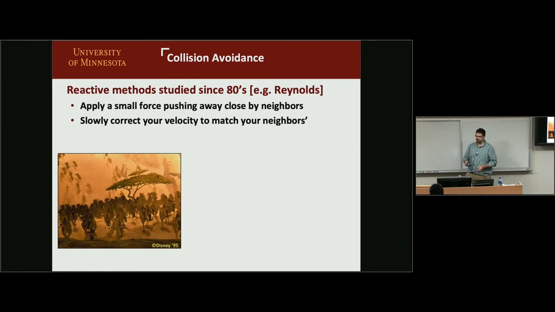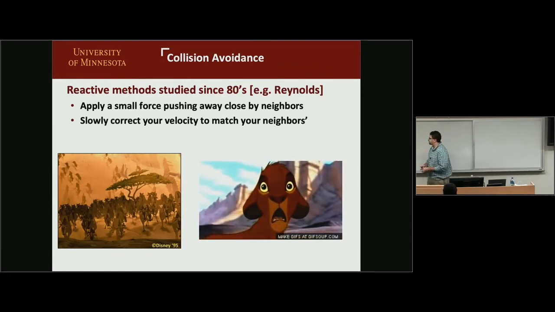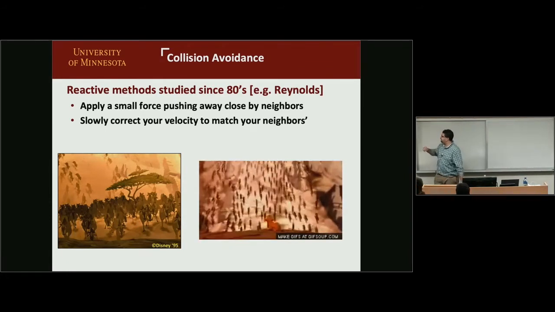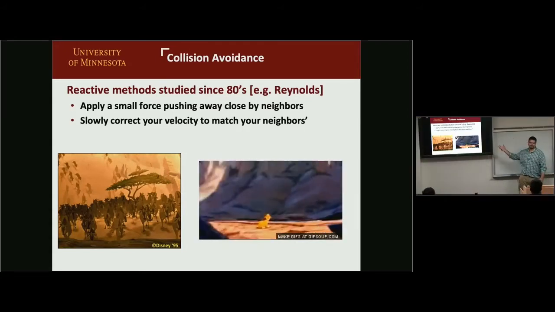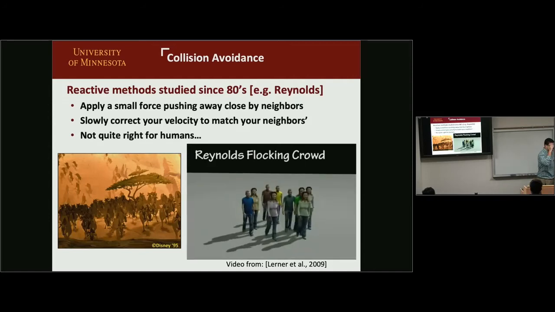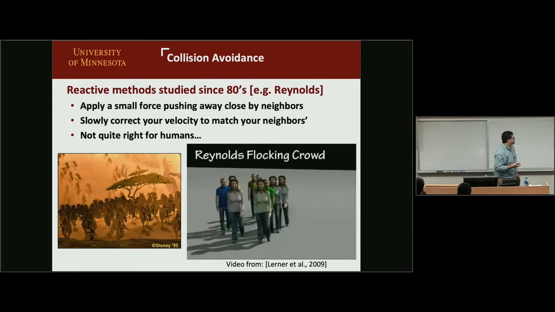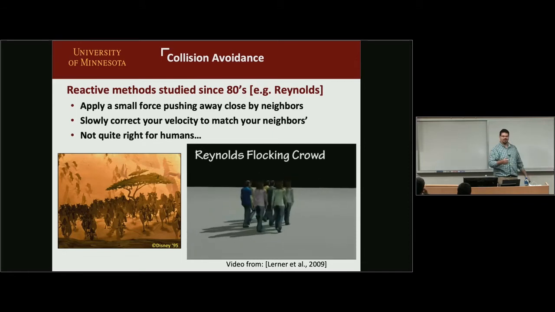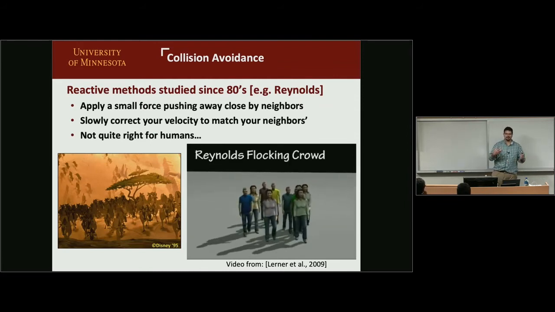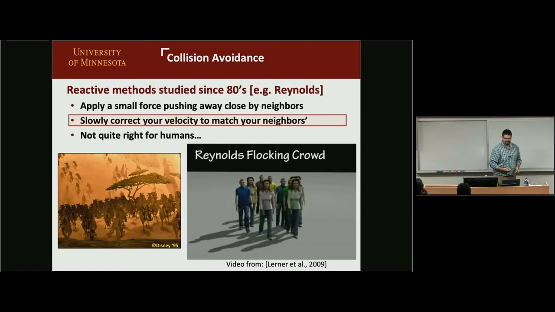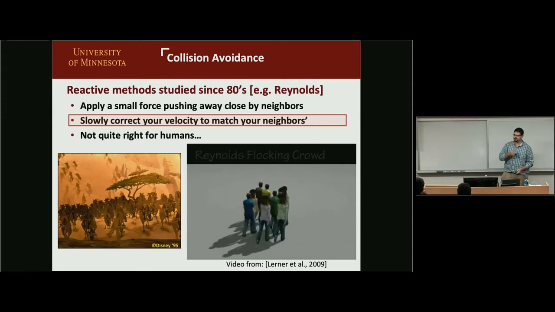A really clever solution was to try to correct your velocity when you get close to somebody to match your neighbor's velocity. This was proposed by Reynolds in the 80s, and it leads to this beautiful herding behavior, which is great if you're trying to simulate herds of animals like he did, but it's not what humans do. If we try the same scenario on humans, we get, I don't know, maybe a zombie simulator? Again, if I'm hired by Hollywood to do zombie simulation, I'm set. But if I'm trying to extract what makes human motion so good and use it on robots, slowly adapting my velocity to match my neighbors isn't the right strategy.